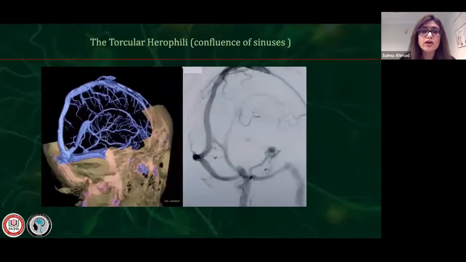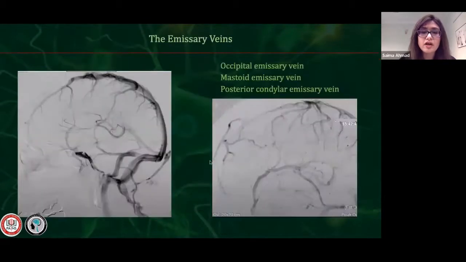The torcula is the point where the superior sagittal sinus, the left and right transverse sinuses, and the straight sinus meet, and it exits through the jugular foramen into the internal jugular vein. Sometimes it also exits through the emissary veins. Emissary veins are very common in this region. There are occipital emissary veins, mastoid emissary veins, and posterior condylar emissary veins. Sometimes, when the anterior part of the superior sagittal sinus is occluded, the brain uses the diploic and the emissary veins as an alternative pathway to drain.